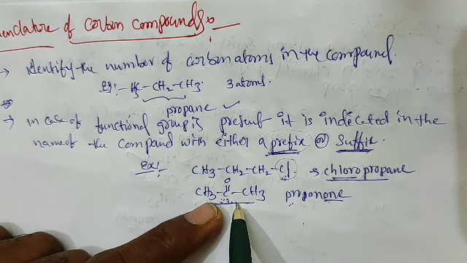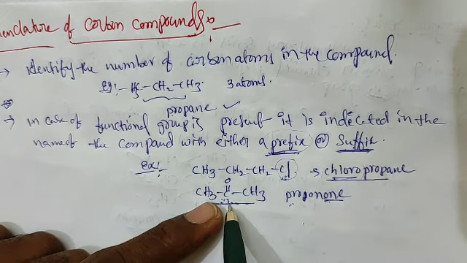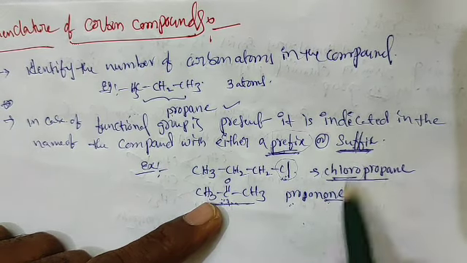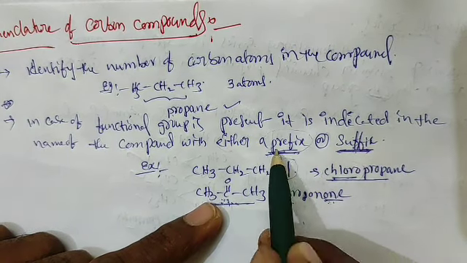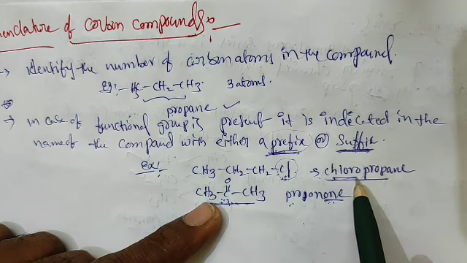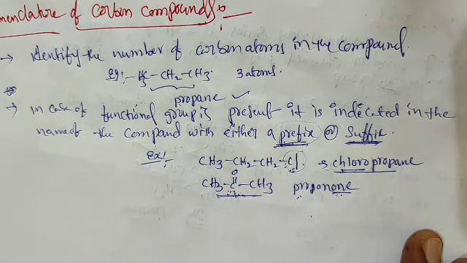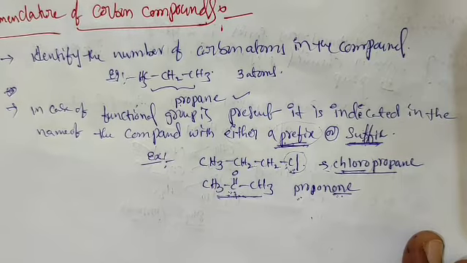If it is an acid, it is oic acid. If it is an alcohol, it is OL. If it is an aldehyde, it is AL. Like this we should write the suffix. Prefix is only for substituents: if a nitro compound has NO2 attached, we write nitropropane. Okay, that is the next point.